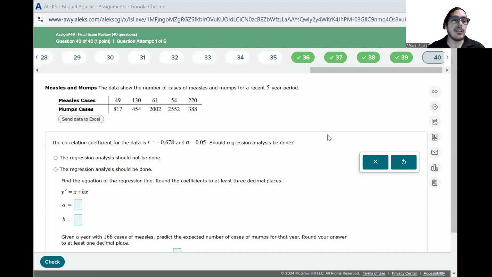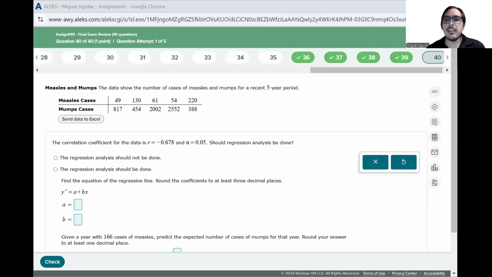It says that if we're ignoring the table for a moment, the correlation coefficient for the data is R equals 0.678, and alpha is equal to 0.05. That's our significance value, okay?